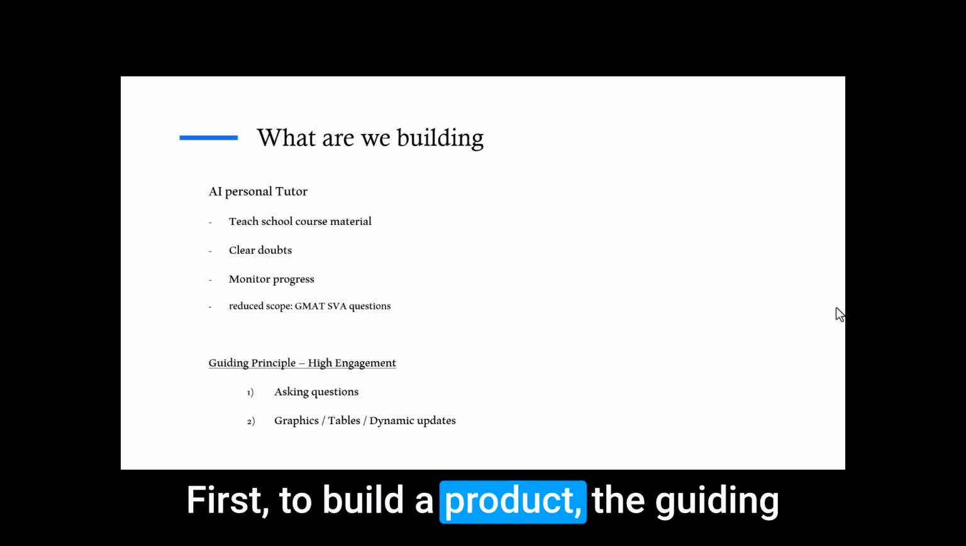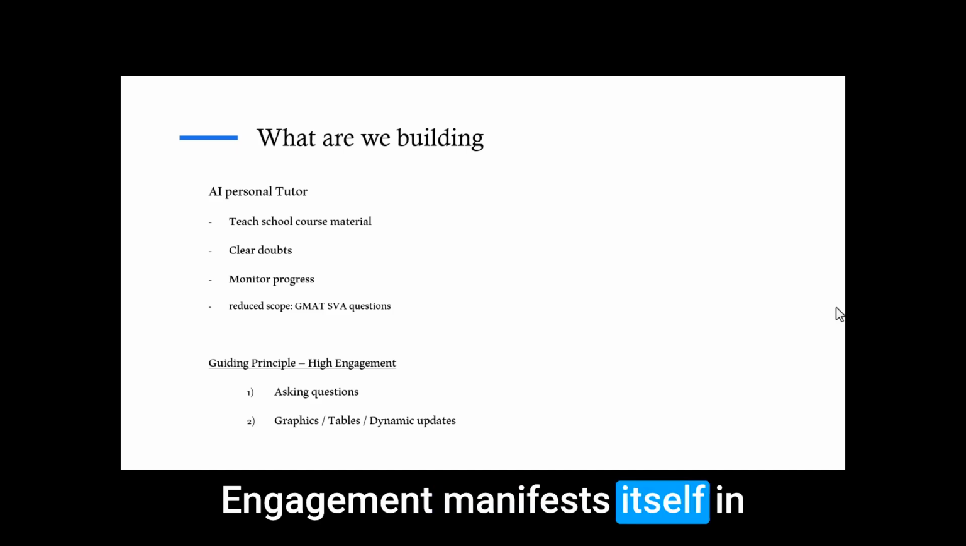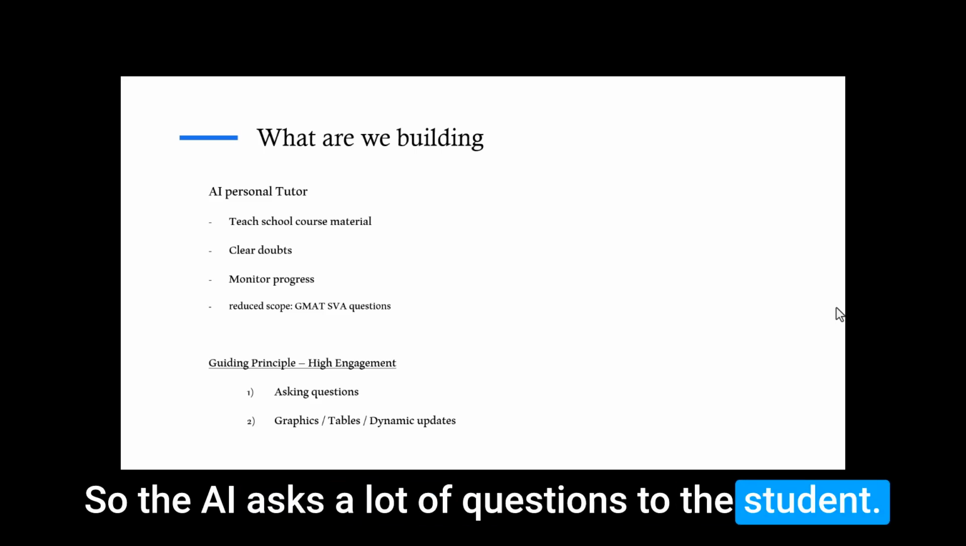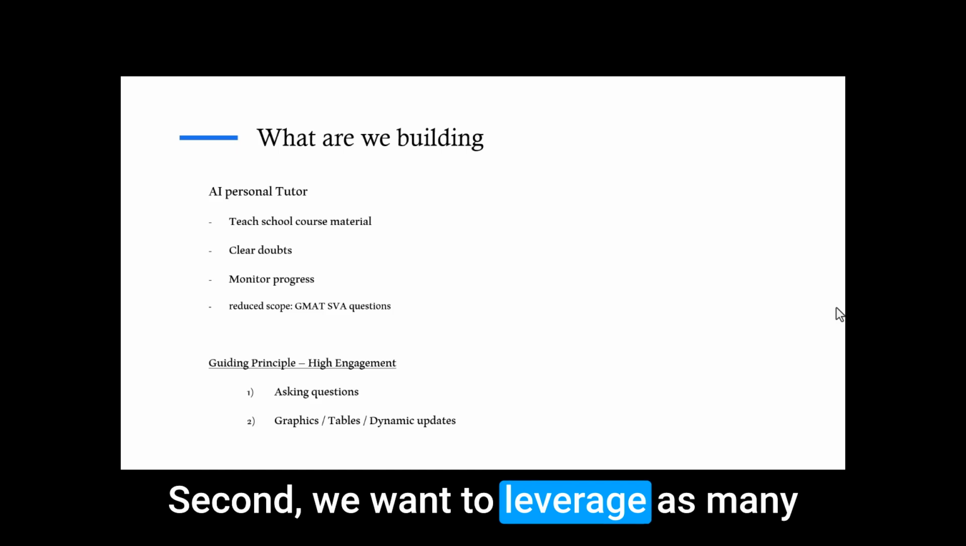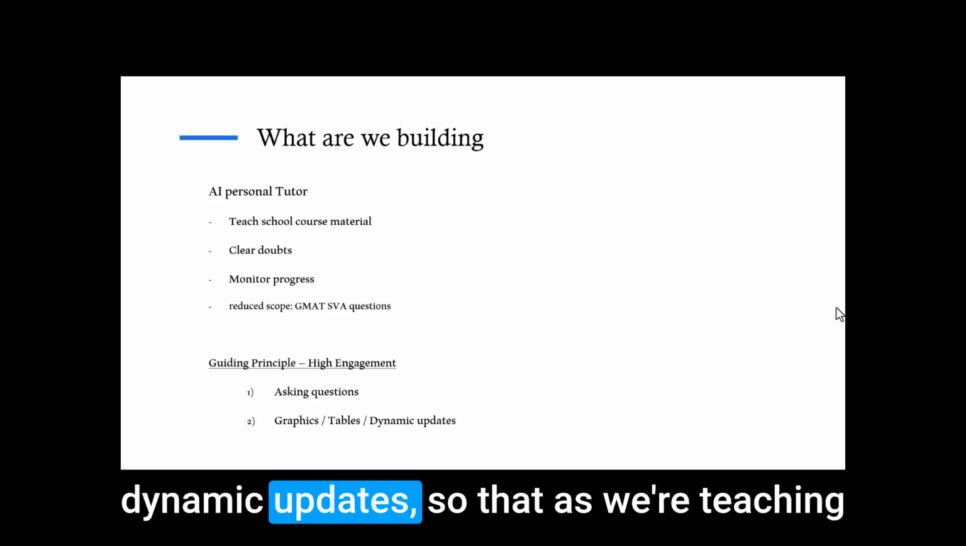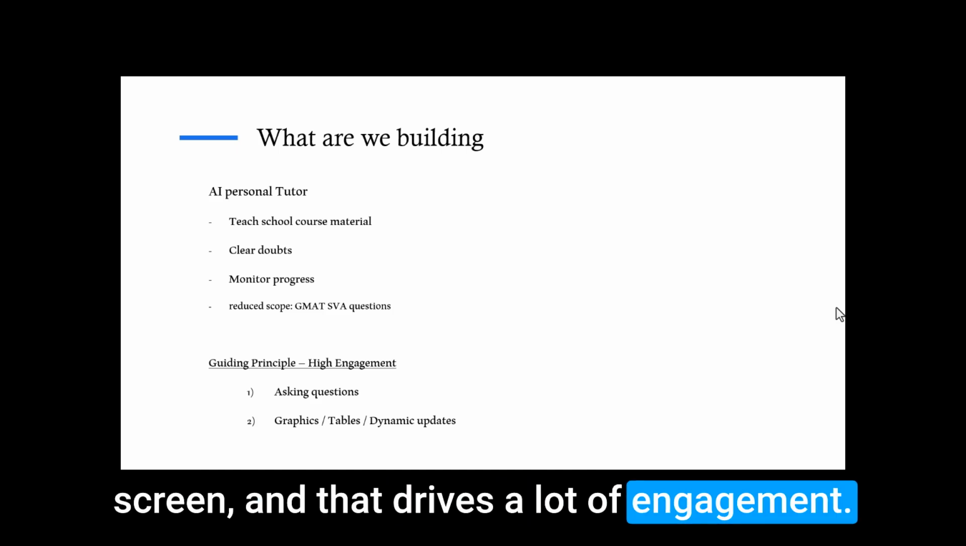For us to build a product, the guiding principle is high engagement. Engagement manifests itself in the product as asking questions. So we ask a lot of questions to the student. Second, we want to leverage as many graphics as we can, such as building tables and dynamic updates, so that as we're teaching a question, there is a lot that's moving on the screen and that drives a lot of engagement.